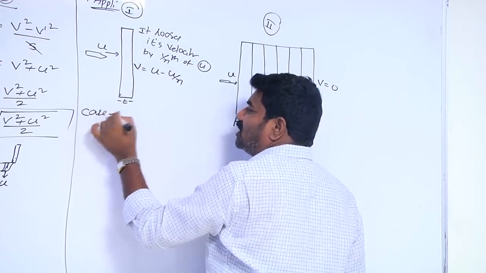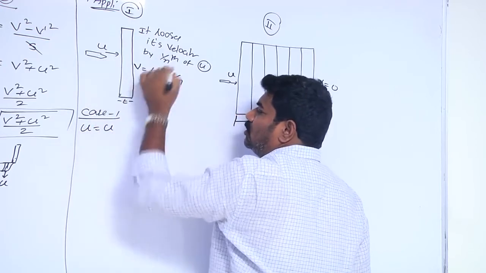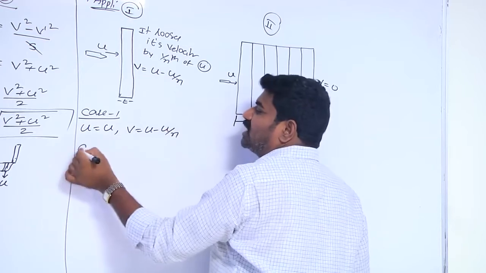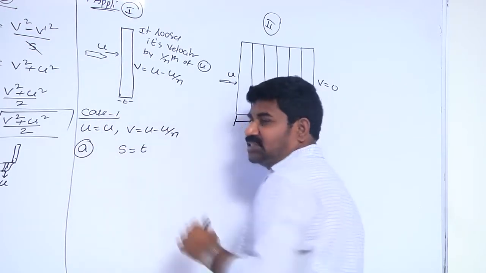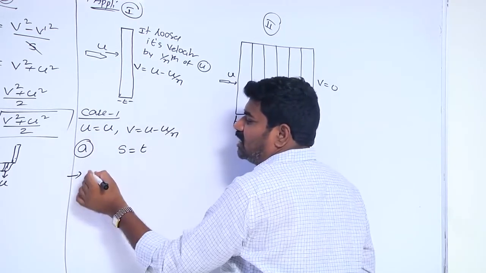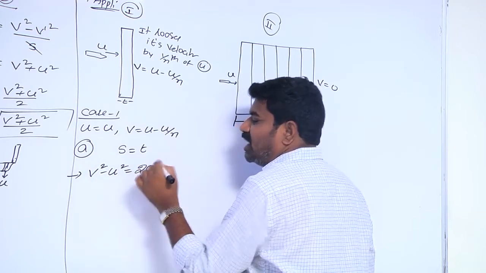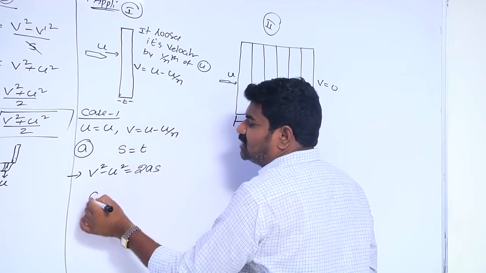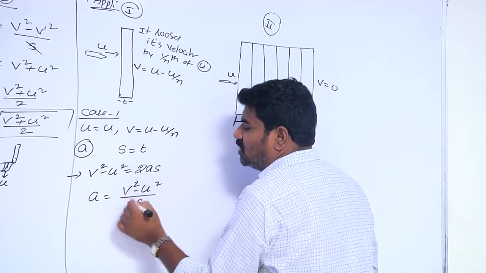First we go for case 1. In case 1, the initial velocity is u, and the final velocity is u minus u by n. Acceleration is constant and the displacement is the thickness t. Which form can we use? The kinematic equation v square minus u square is equal to 2as. So acceleration is v square minus u square by 2 into s.